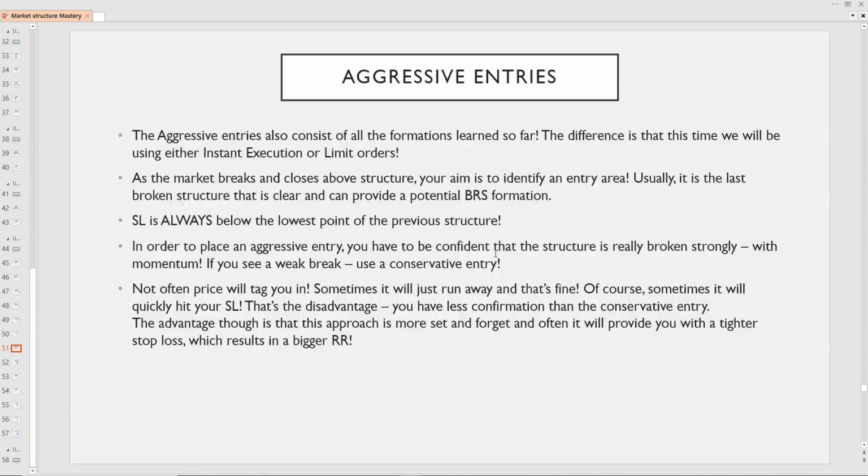So that's the disadvantage of the aggressive entries, is that you are gonna have less confirmation than the conservative entry. You're gonna set a limit and forget, okay? And you don't know if that is actually gonna work out or not, but this is part of trading. We never know what's gonna happen.